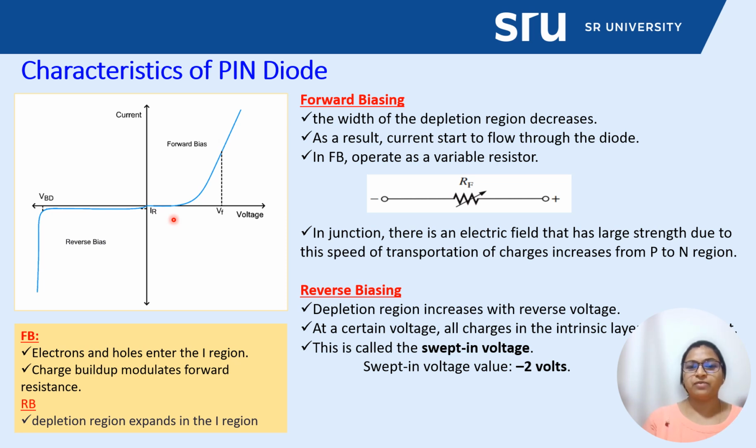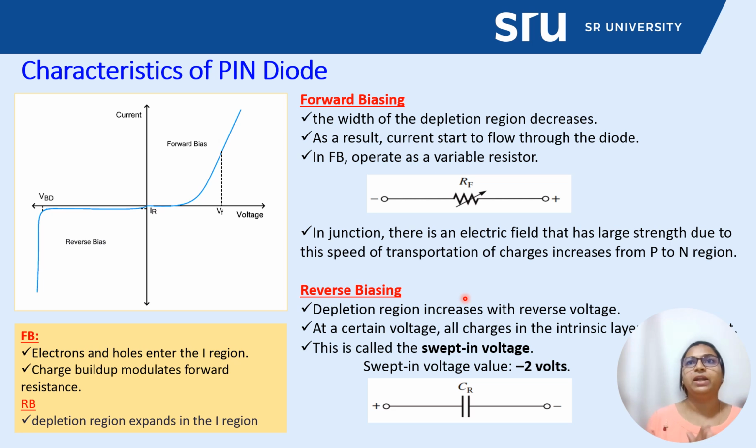We know the capacitance formula is C equals epsilon A by W, where epsilon is the permittivity, A is the junction area, and W is the depletion region. So this makes the PIN diode an effective switch or capacitor in reverse bias. So we can say that in reverse bias voltage, this can work as a capacitor.